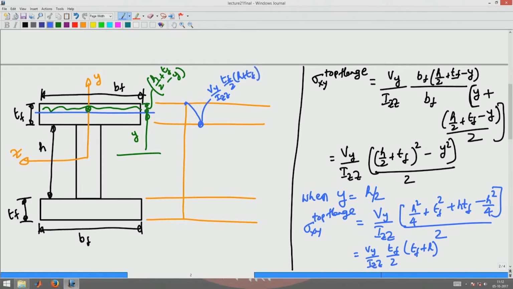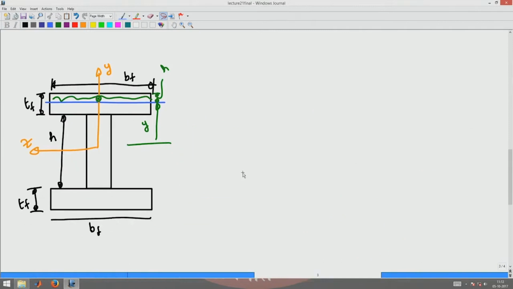Now, what happens when I move on to the web? When I move on to the web, I have to take a section somewhere here.